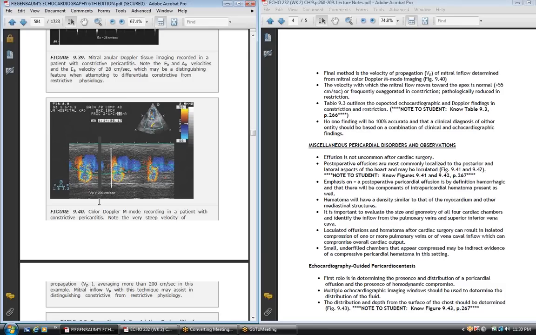This has not been used in any of the labs that I'm familiar with. I'm just making you aware of it. You won't see this on your exam, mitral color flow M-mode being used in this fashion. It's in the Feigenbaum book. Should you ever run into it, you know where to go look for it. The velocity with which the mitral flow moves towards the apex is normal or frequently exaggerated in constriction, pathologically reduced in restriction.